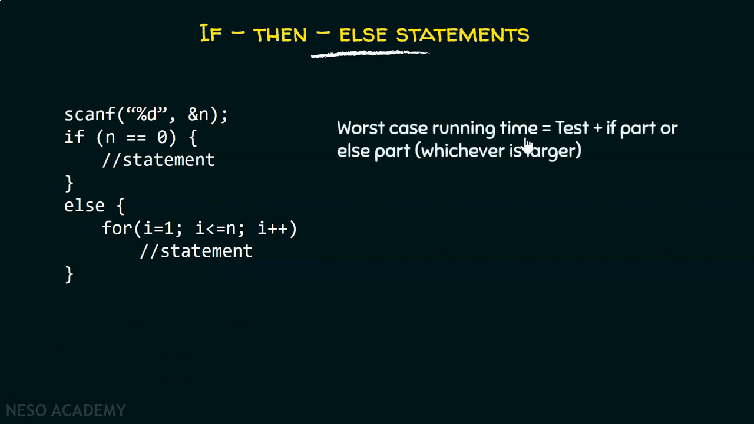The worst case running time in the case of an if-then-else construct is to evaluate the running time of the test part, that is this part, then add it to the running time of the if part or else part, whichever is larger, not both the parts, let me tell you. Because at a time we are either executing the if part or else part. Whichever is taking the larger time, we will add this to the test part. This is how we will calculate the running time of the if-then-else construct. This is as simple as that.